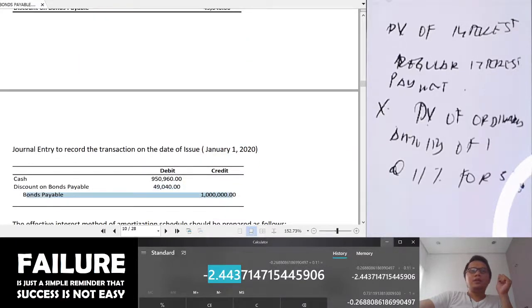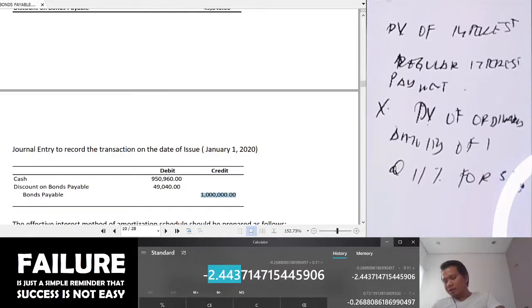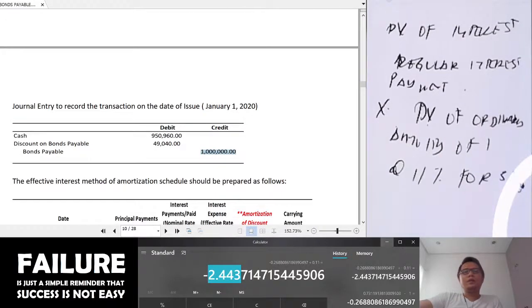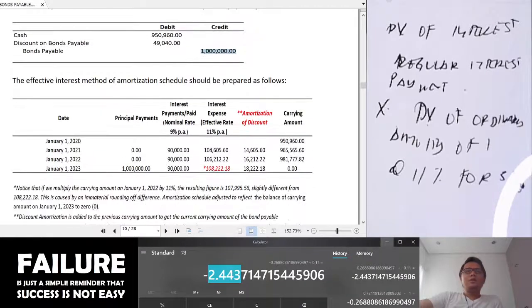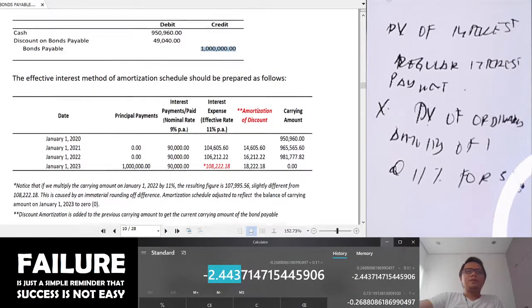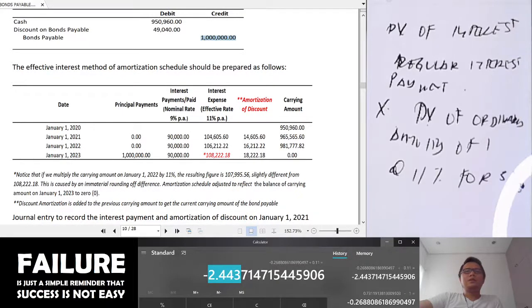Then, credit your bonds payable at 1 million. Again, always credit your bonds payable at face amount. Okay? So, now, the next step is to prepare your effective interest schedule, which basically would look like this.